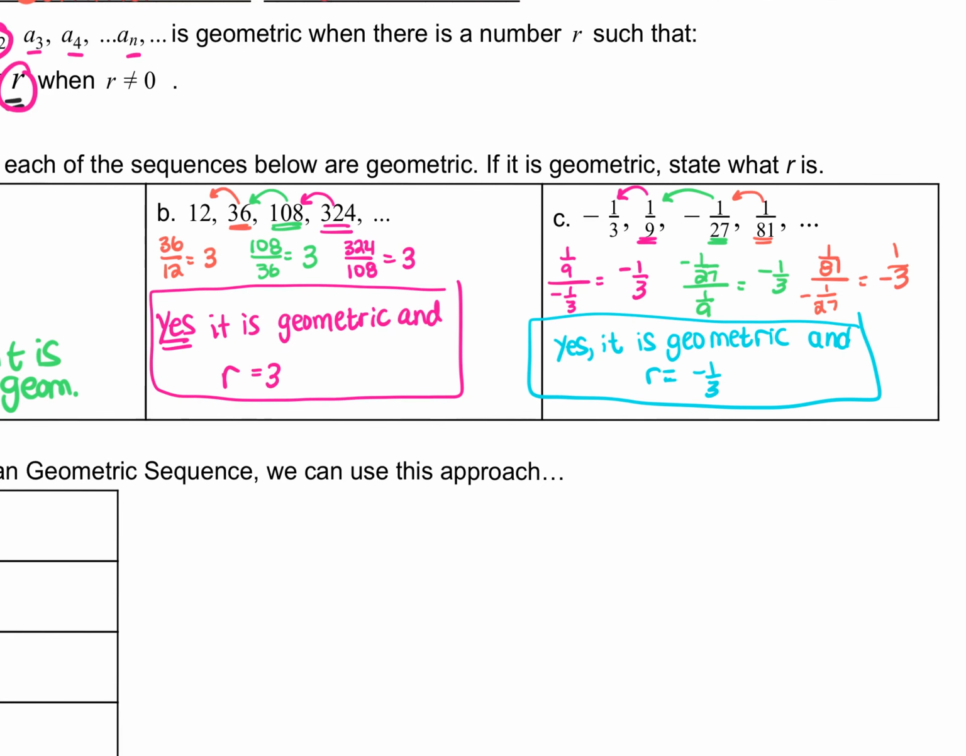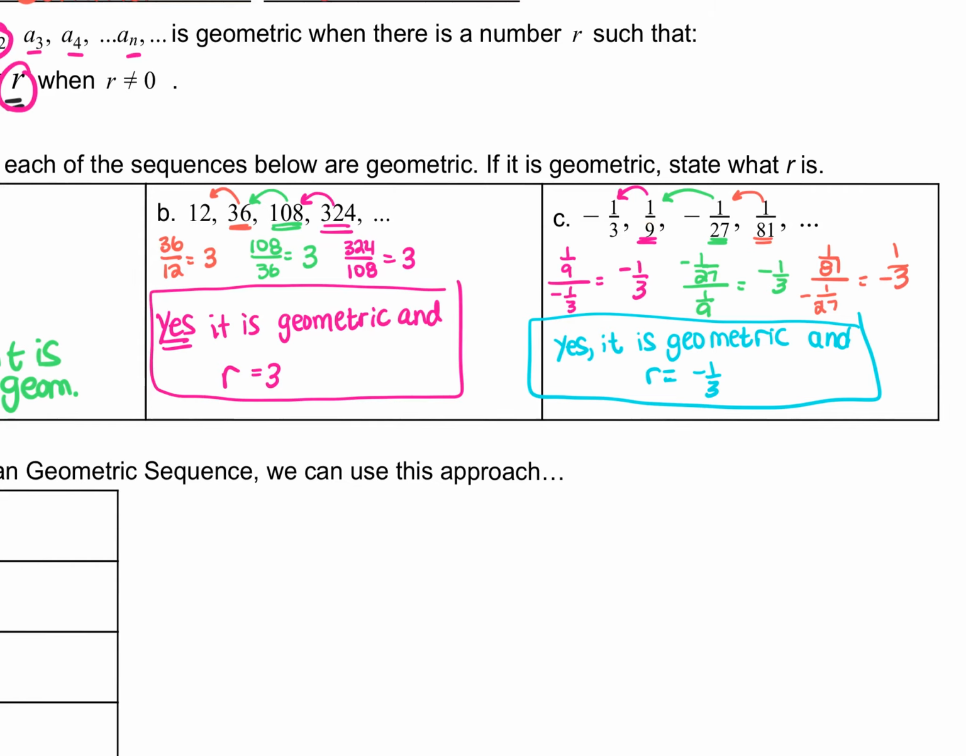Okay, so when you look at each of these, they were both geometric. The idea is, guys, you take any term, you divide it by the term right before it. And as long as you get the same number every time, you know it's geometric. And that also tells you what your R value is. So B wasn't too bad. For C, you had to divide some fractions. Shouldn't be too much of a problem. If you're struggling with that, grab your calculator and do it on your calculator. You know how to do it at this point. And we get negative 1/3 every time we take any number in the sequence and divide it by the previous term.